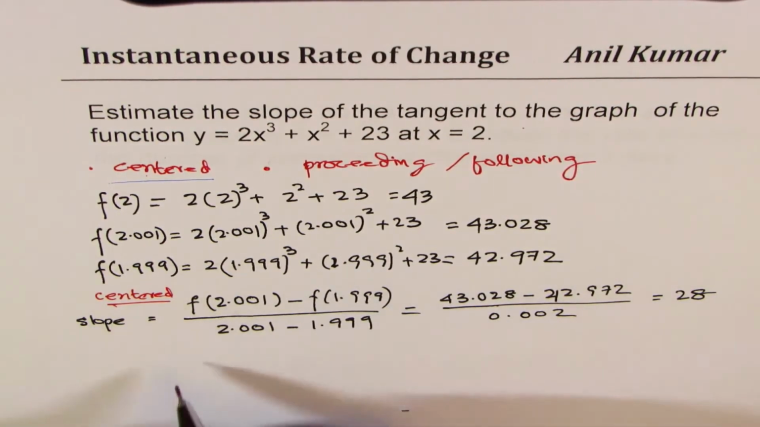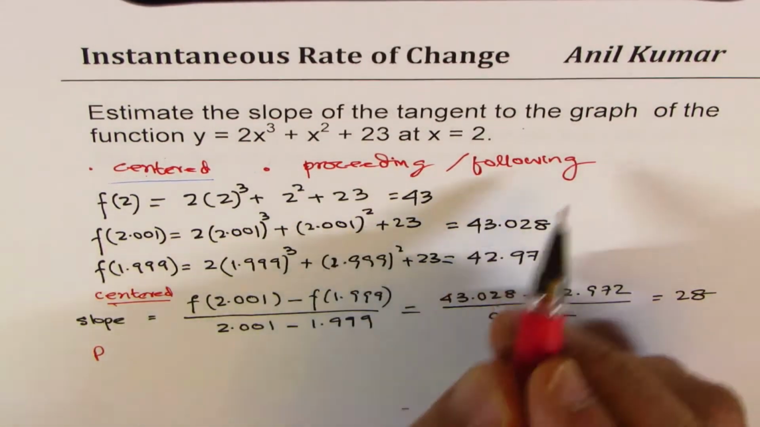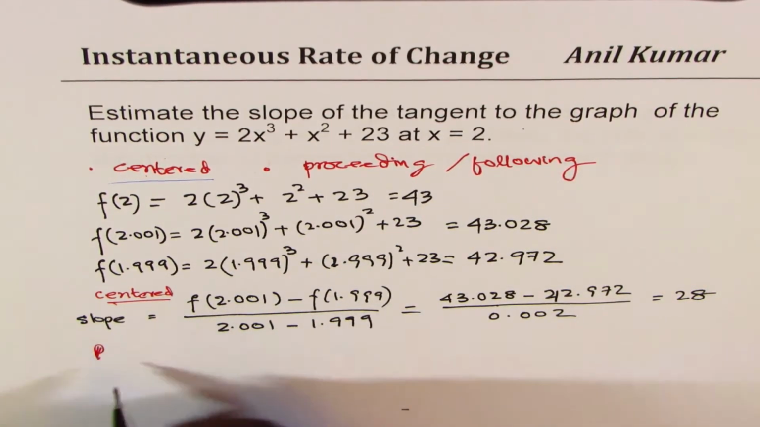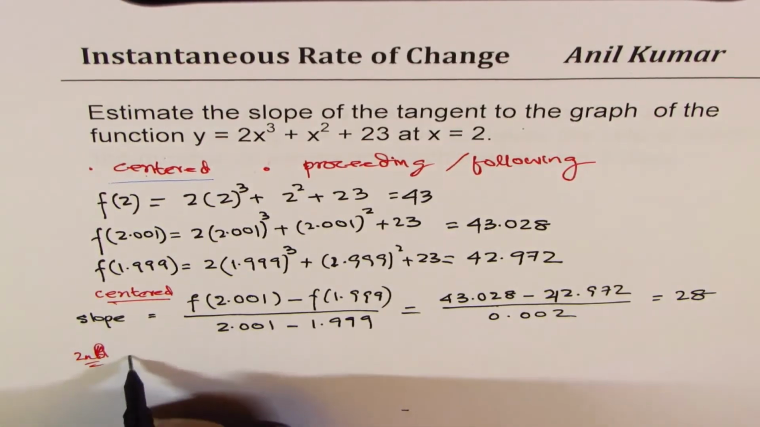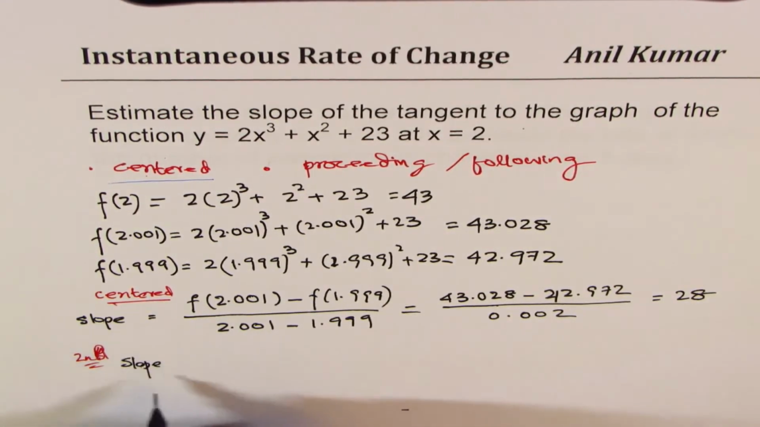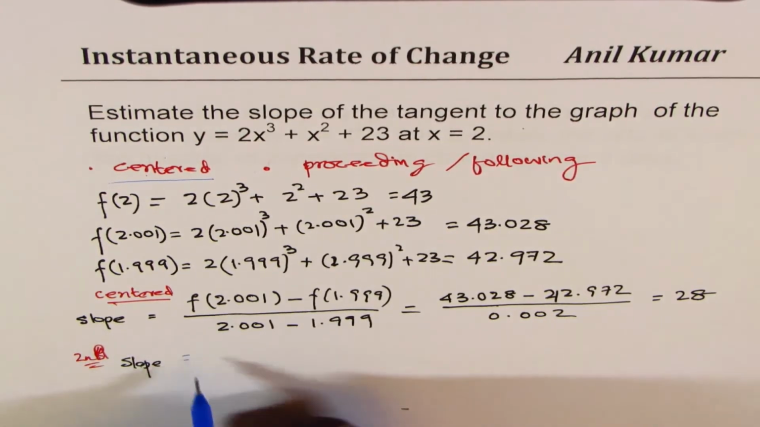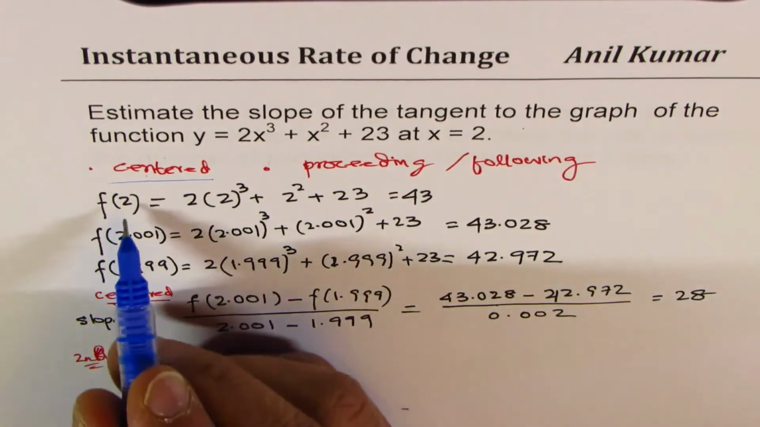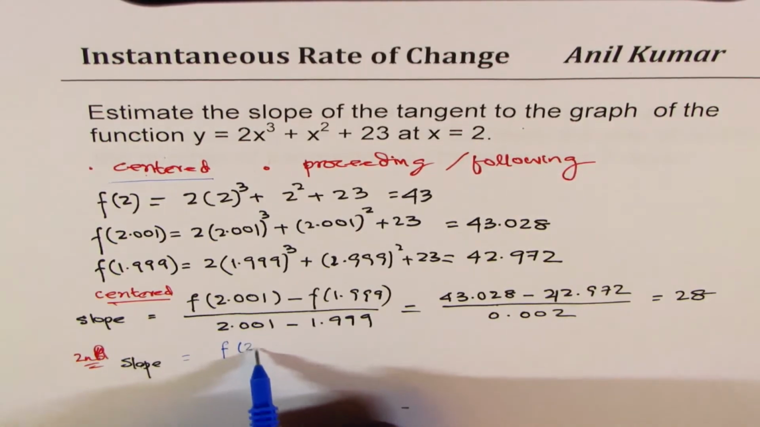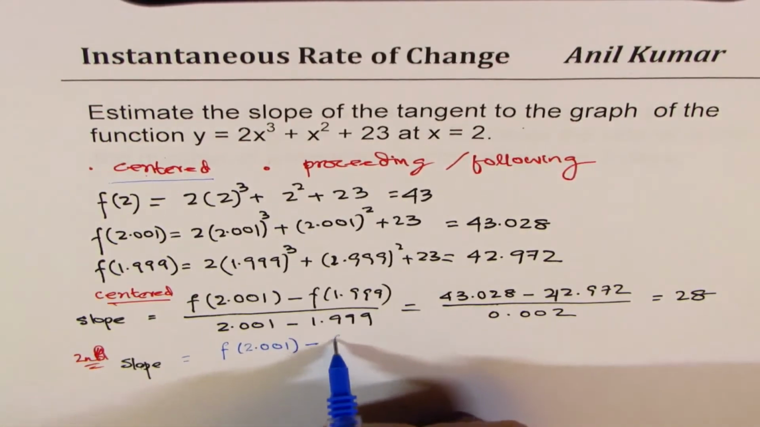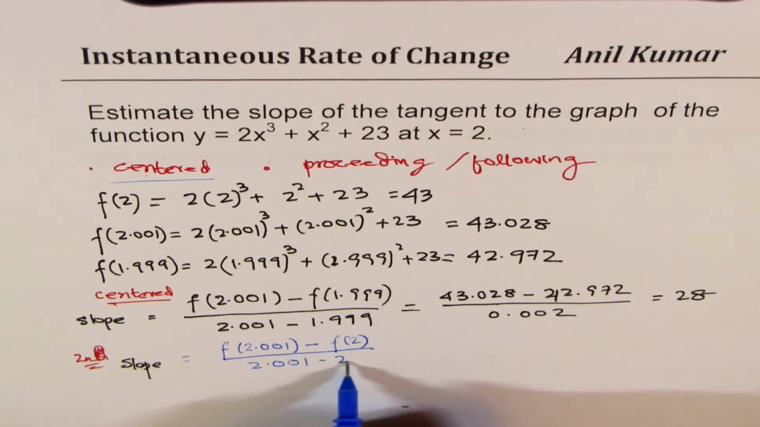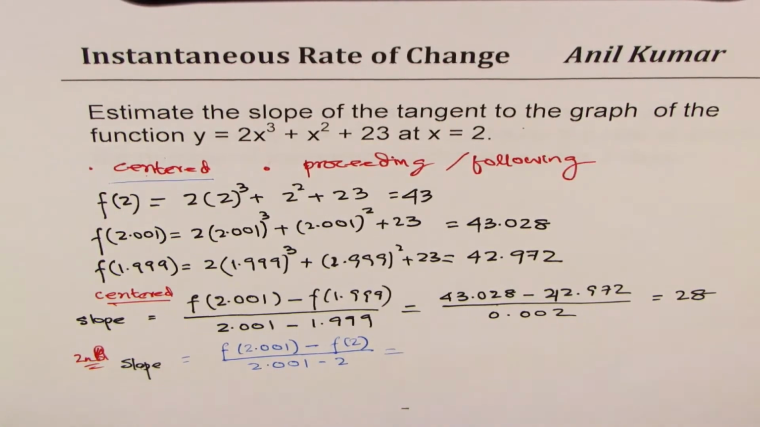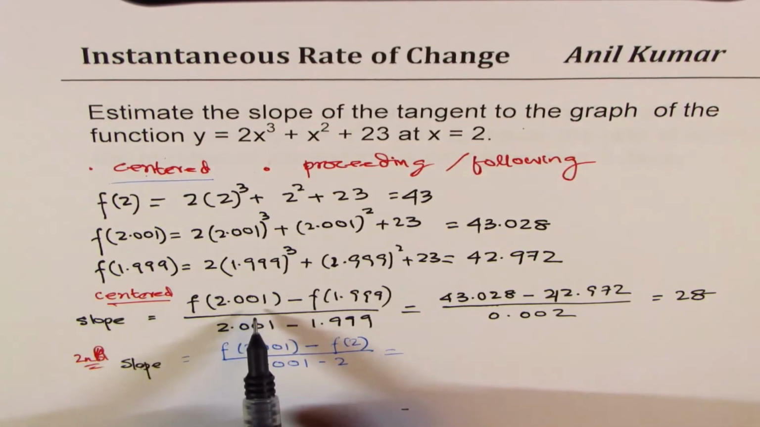Let me again do the same calculation, and this time with the following value. So what comes after? The second method, right? Again, find the slope. So let us use the value which comes after 2. We could do f of 2.001 minus f of 2 divided by 2.001 minus 2. This is also a valid method followed at many places. The centered method is preferred most of the time.